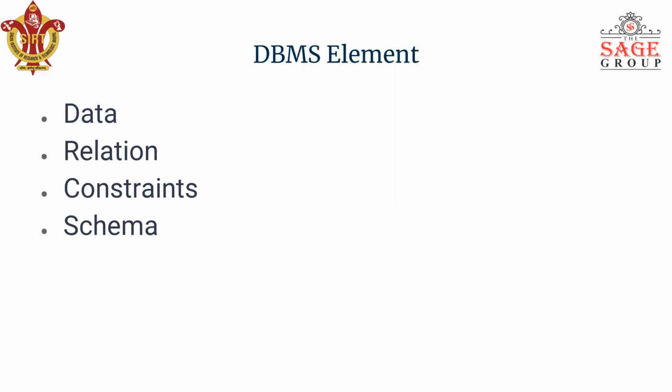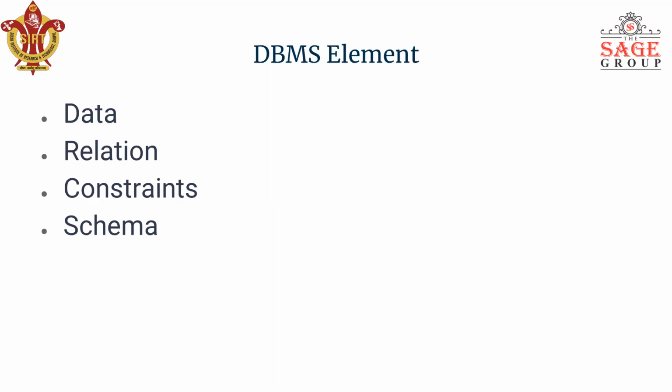So the next topic is what are the basic elements of the DBMS. Basically, a database consists of four elements. First one is data, second one is relation, third one is constraint, and fourth one is schema. First one is data. Data is whatever data a user wants to store in the database, or can retrieve from the database, is known as data.